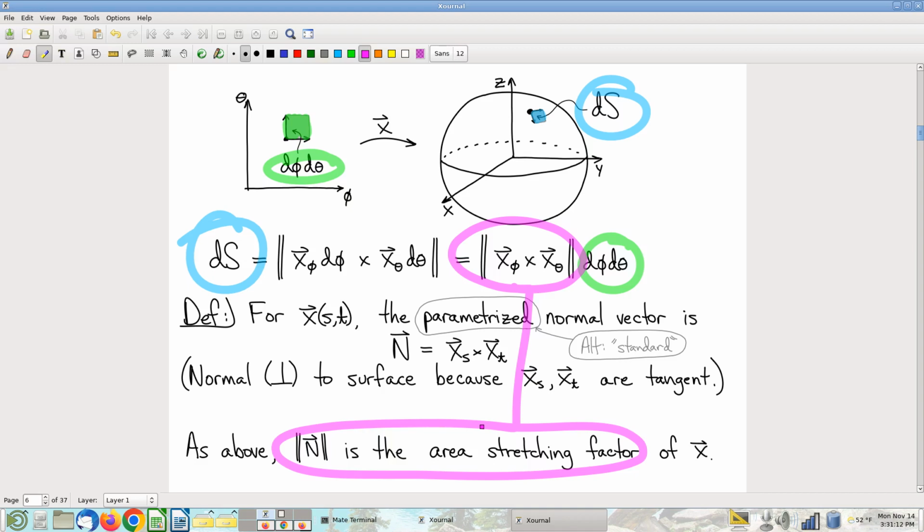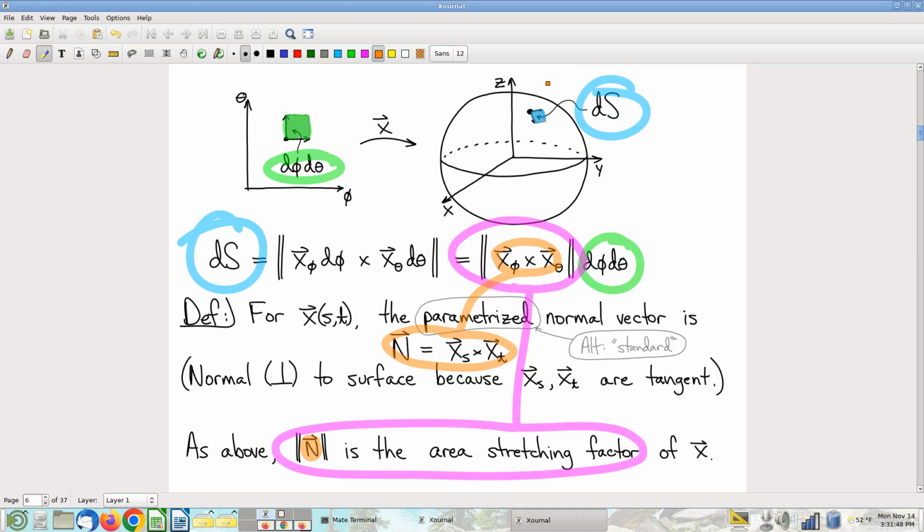We also talked about how that factor is the magnitude of a certain vector that we're going to call capital N. This vector is more interesting than just by virtue of its magnitude being the stretching factor. There are other useful things about it. In particular, notice that the vector is always perpendicular to the surface, right? Because it's a cross product of two vectors that are parallel to the surface. But we'll get to why we care about that a little bit later today.